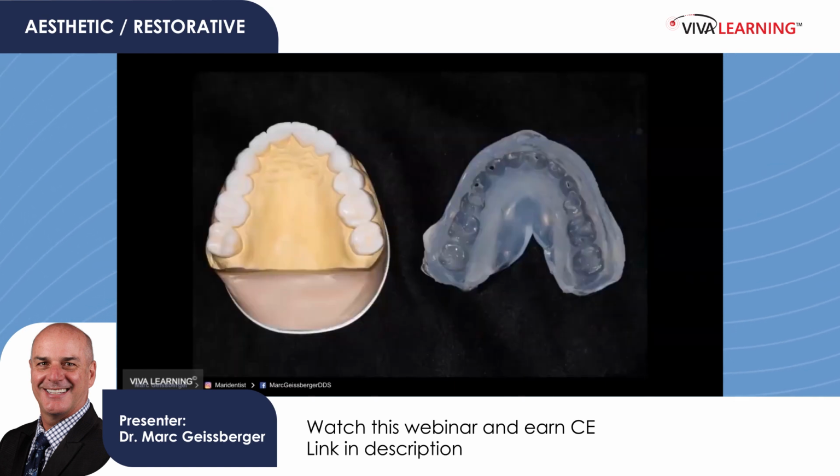Let's talk about injection molding. So here's that maxillary diagnostic wax set on the left. And on the right, what you see is a clear matrices. But what I want to draw your attention to is that the matrices have a small hole that has been drilled through the incisal edge of each of the 6 anterior teeth. And that will allow me to injection mold.